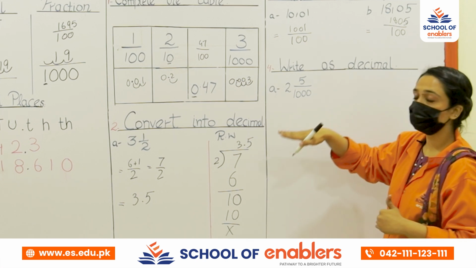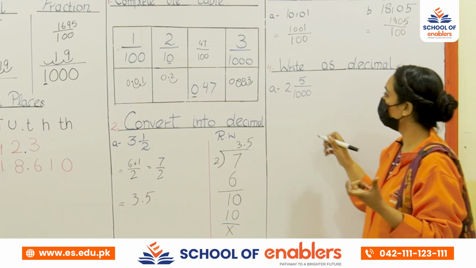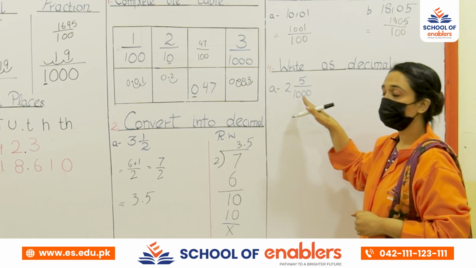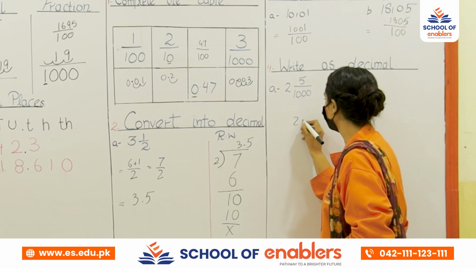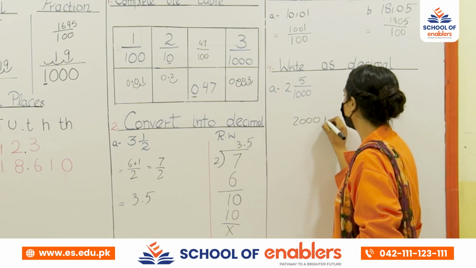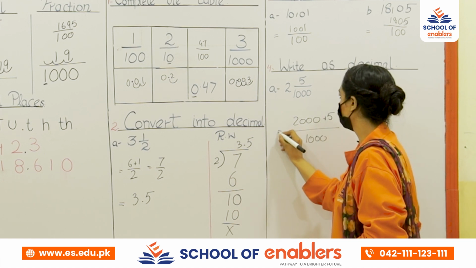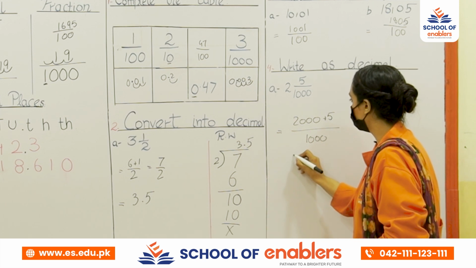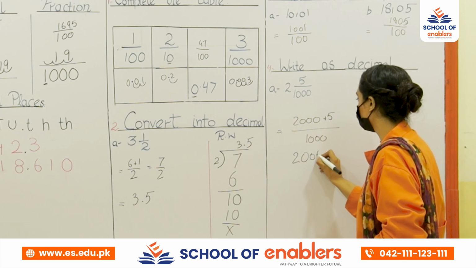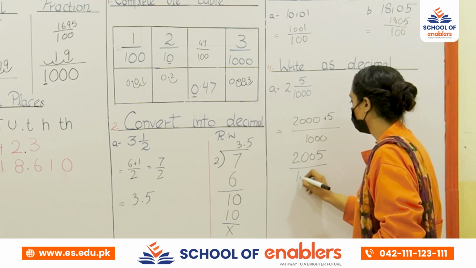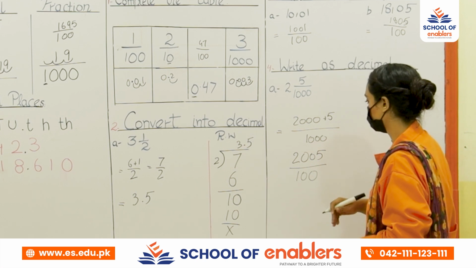This is similar to question number 2 but a bit different. How? Let's see. 2000s are 2000 plus 5 over 1000. So next we will add 5 to the 2000. We have 2005 over 1000.